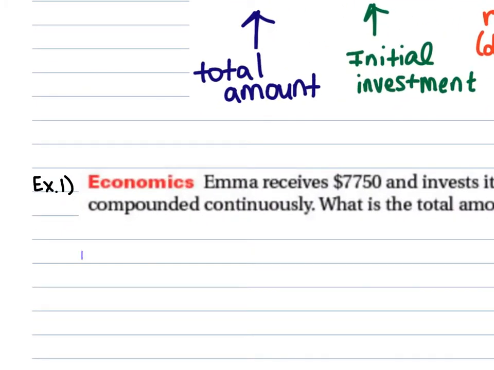So your P is $7,750. Your rate here is taken by the 4%. So 4% as a decimal is going to be 0.04. And then your time in years is 5 years. So that's just 5. So once we have these amounts, we plug it into our formula.